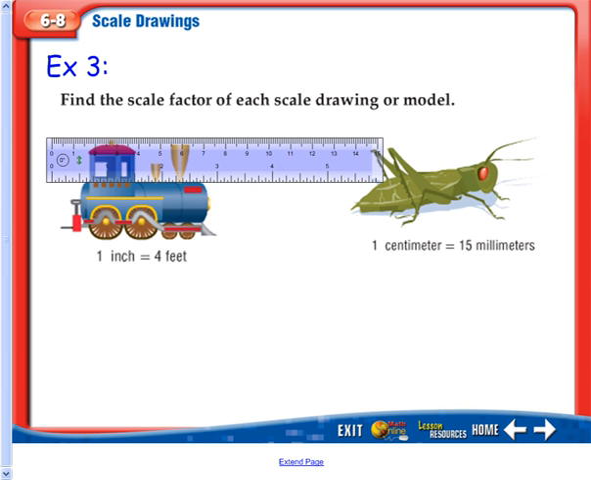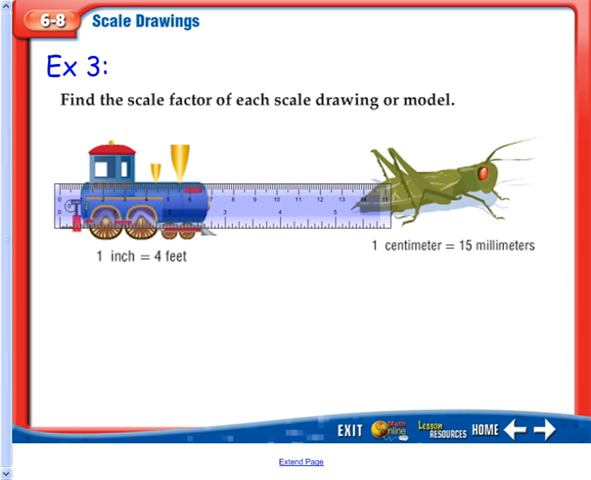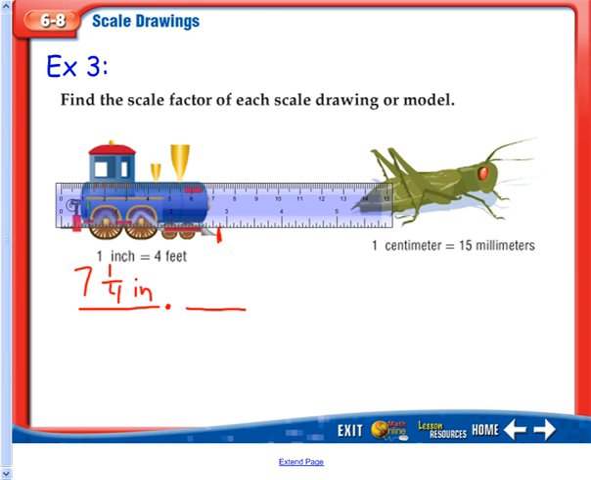So they're telling us 1 inch equals 4 feet, but we don't know how many inches we have. So that is what our ruler is here for. I'm going to measure the train here. My measurement gets me about right there. So I'm going to round off and say that that is 7 1/4 inch. So I have 7 1/4 inch times 1 inch equals 4 feet.